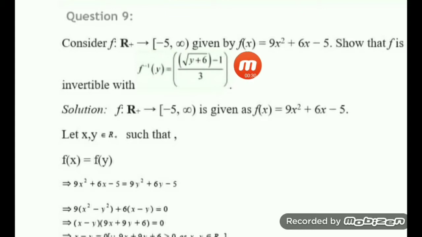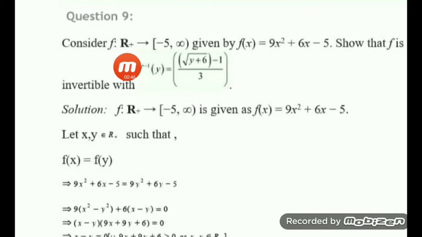Your question is, consider f from R plus to the closed-open interval [-5, infinity) given by f(x) = 9x square plus 6x minus 5. Show that f is invertible with f inverse equal to (under root (y plus 6) minus 1) whole thing divided by 3. So this is your function.